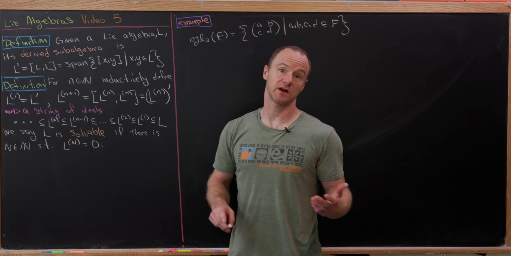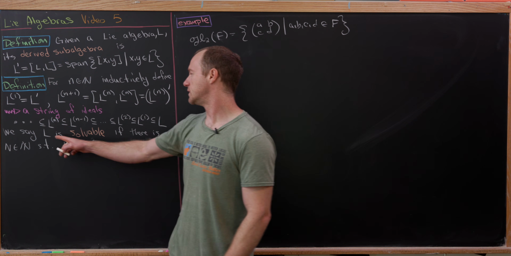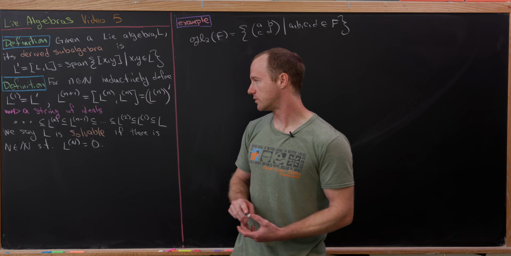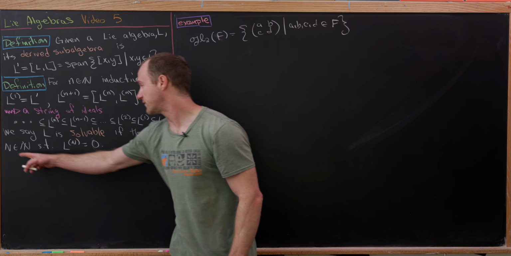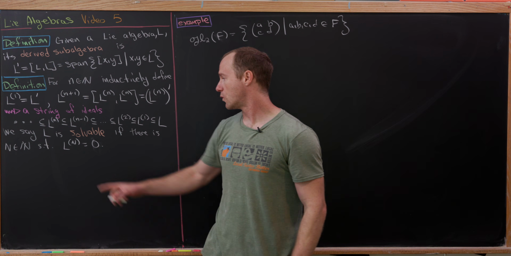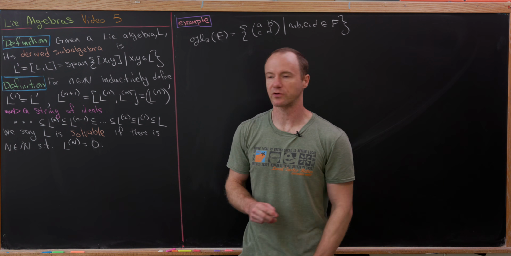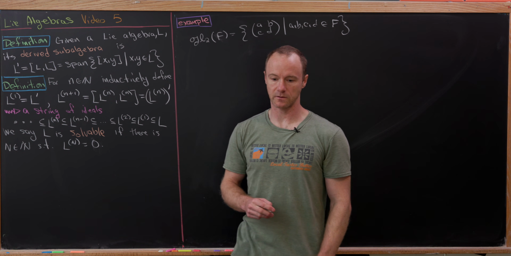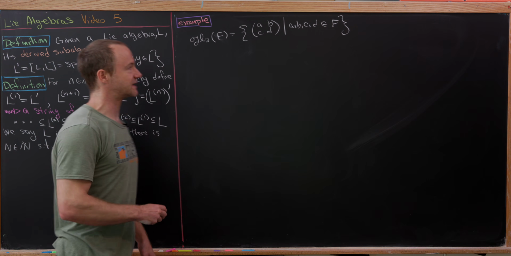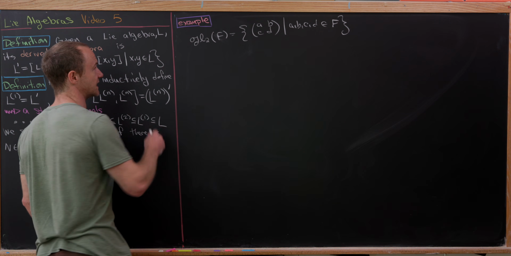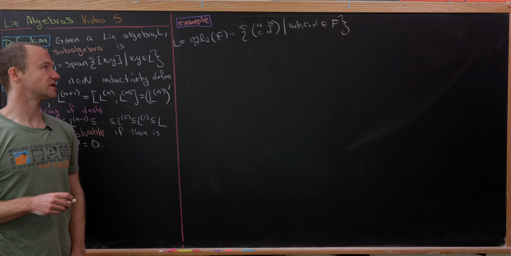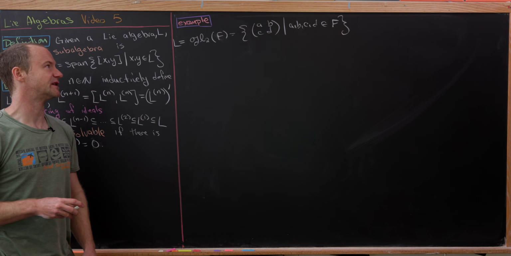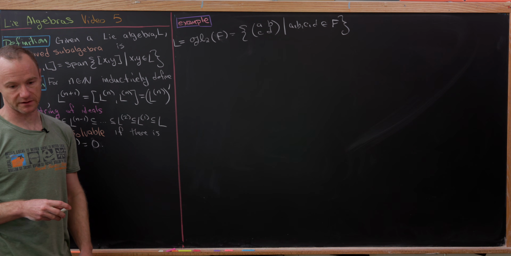And then here's another part of the definition. We say that L is solvable if this truncates somewhere. So in other words, if we've got a natural number n where L upper n with parentheses is 0. Okay, so let's look at some examples. Let's start with the example where L equals GL2F. In other words, it's the Lie algebra of all 2x2 matrices with entries from a field.